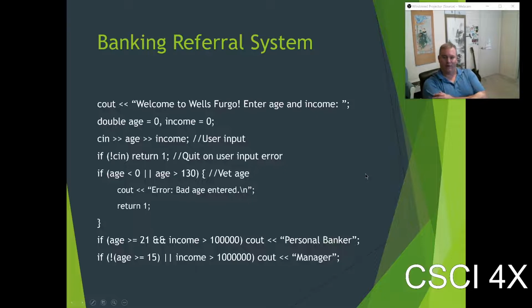Welcome to Wells Fargo, the off-brand version of Wells Fargo. Okay, so you're supposed to enter your age and income. Let's say you're walking to the kiosk at the bank, and you have to enter your age and your annual income. So we made a couple variables, age and income, and in reality, this would be coming from a touch screen or something, but let's just say it's cin, and the user inputs their age and income.